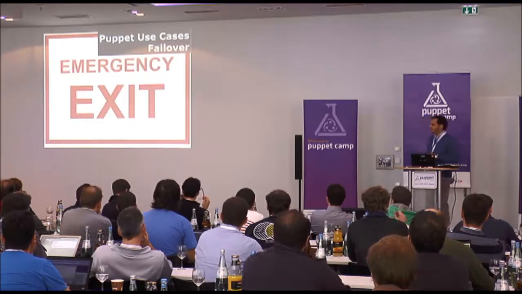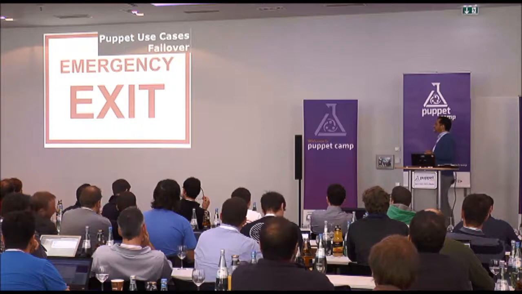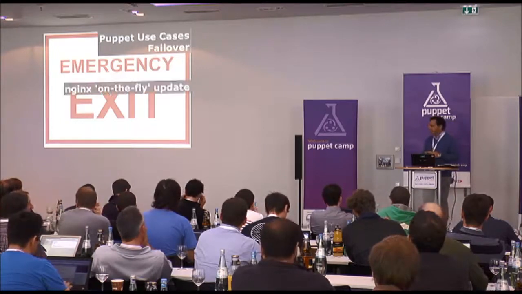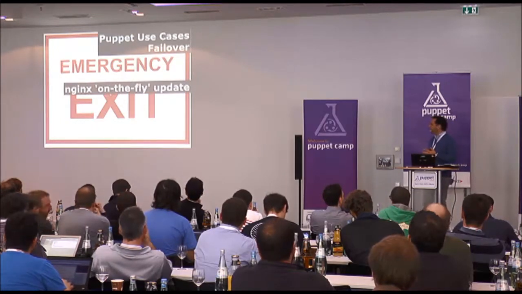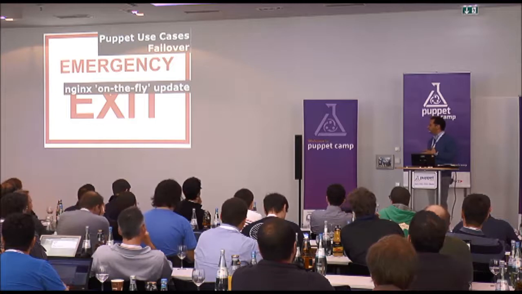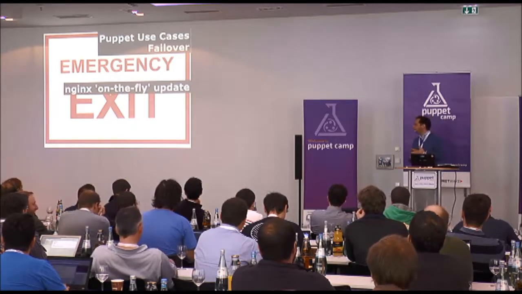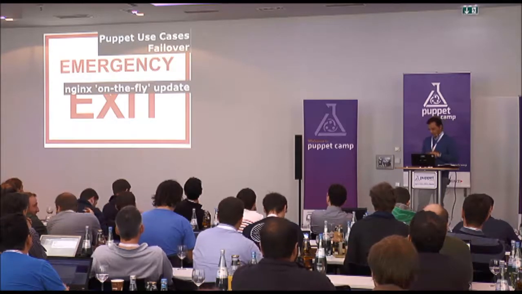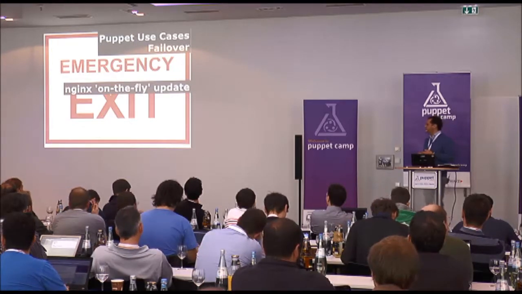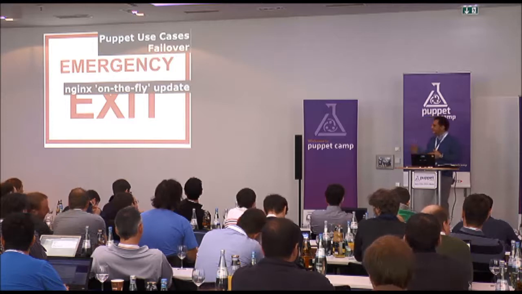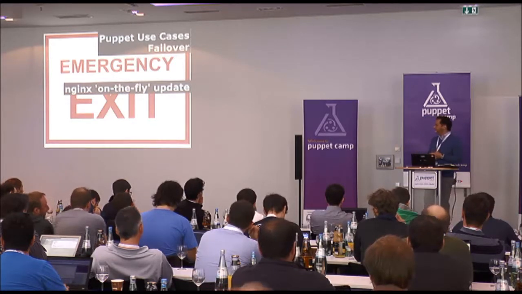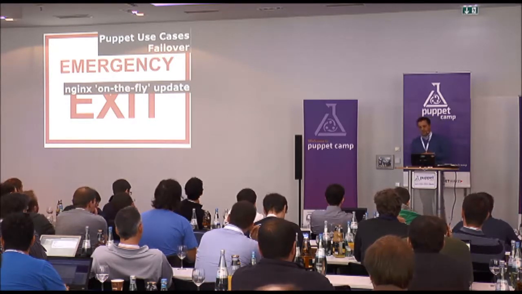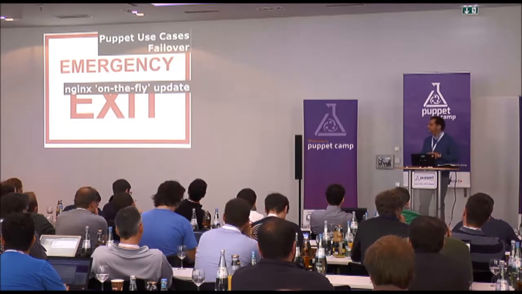All right. The next use case is a failover. So as I said, we need a very easy way to change some running parameters of some of the infrastructure, trying to avoid as many errors as possible. So the example that I'm going to give you is the nginx on-the-fly update of some of the backends.